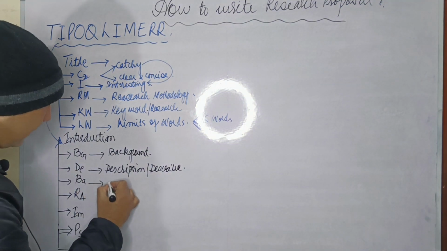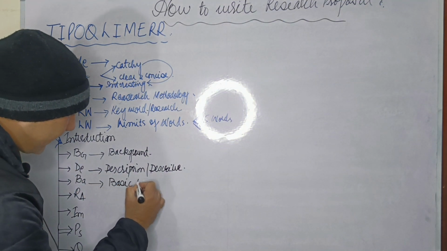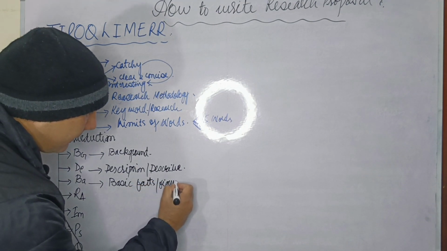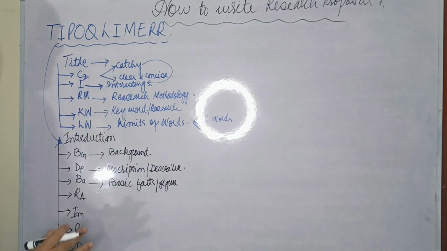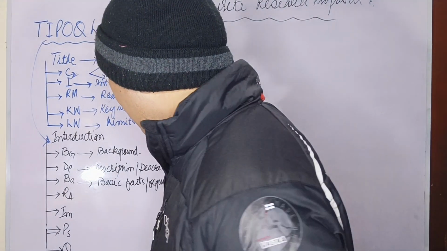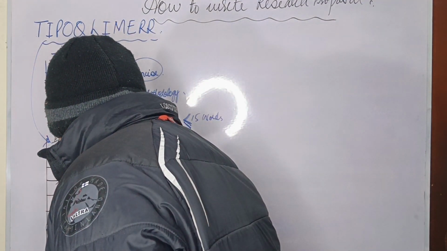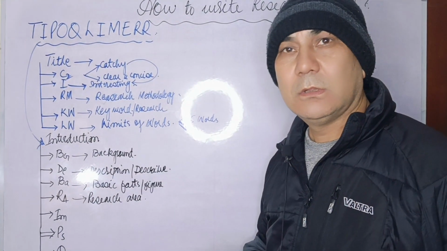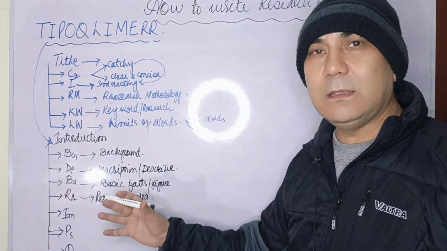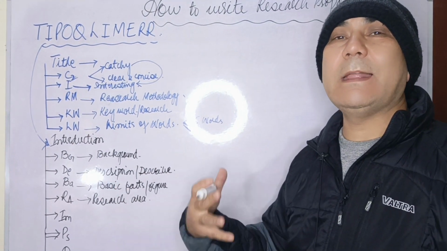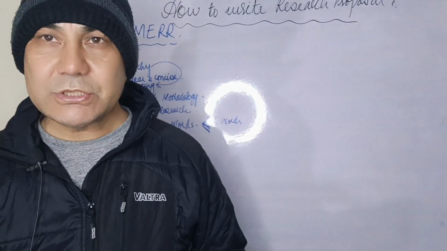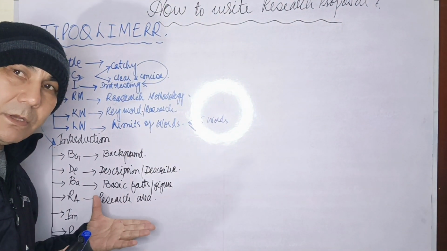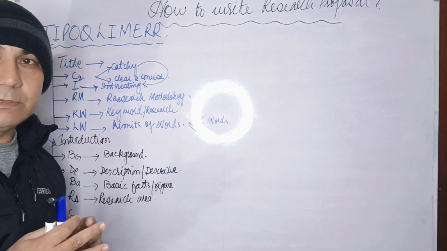Then you will provide the basic facts and figures about your research area and the research problem. And R is the research area. Here I will explain the difference between the research area and the research topic. The research area is the field of which your problem is a part.